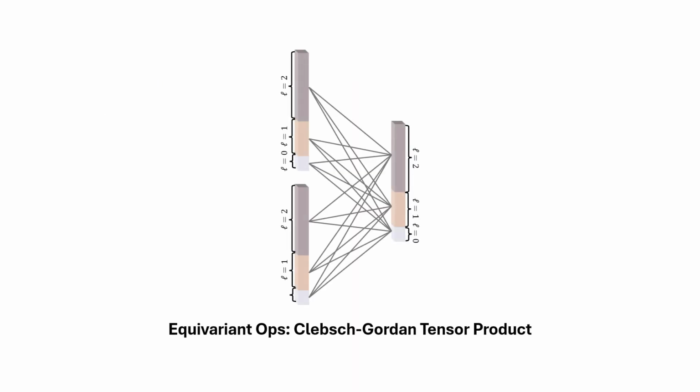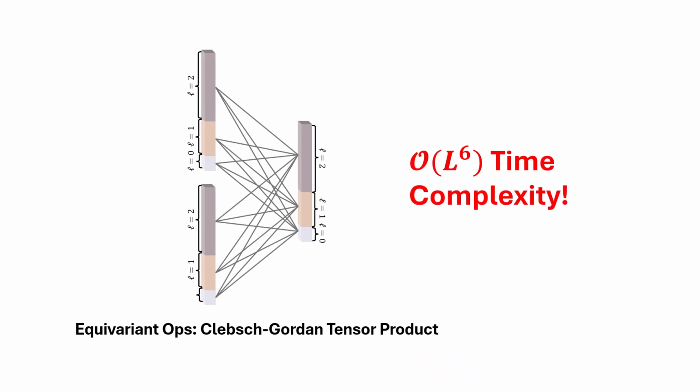To keep our network faithful to 3D rotations, we use the Clebsch-Gordan tensor product, the standard way to combine two rotation feature blocks while staying equivariant. The challenge is that as you raise the maximum angular degree, the number of combinations explodes. The runtime grows roughly with the sixth power of that degree, which becomes a major bottleneck.